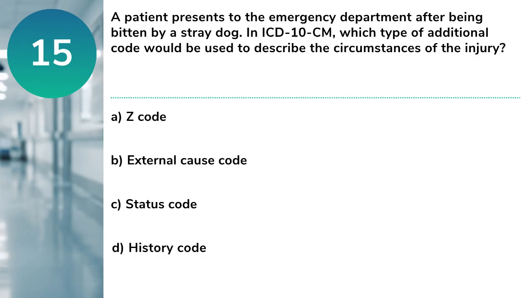Question 15. A patient presents to the emergency department after being bitten by a stray dog. In ICD-10-CM, which type of additional code would be used to describe the circumstances of the injury? A. Z code. B. External cause code. C. Status code. D. History code.